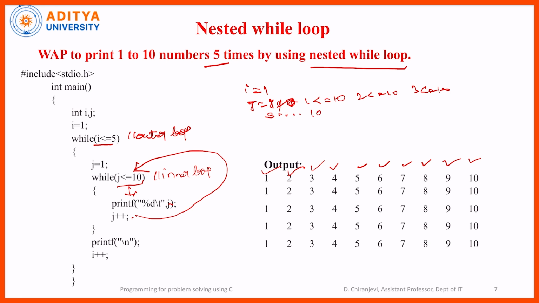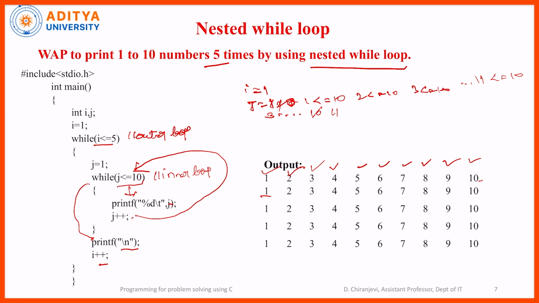Now after printing j value 10, j plus plus, so j value is 11. Now it will check 11 less than or equal to 10. 11 less than or equal to 10 is false. If the condition is false, control will be transferred to outside the loop. Outside the loop you have a slash n, so the cursor will be moved to the next line, and then i plus plus.